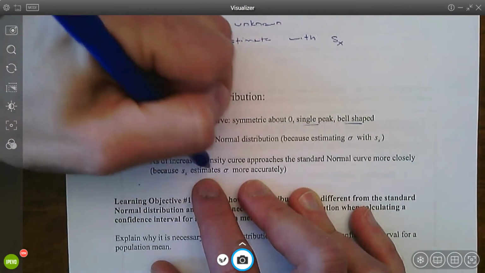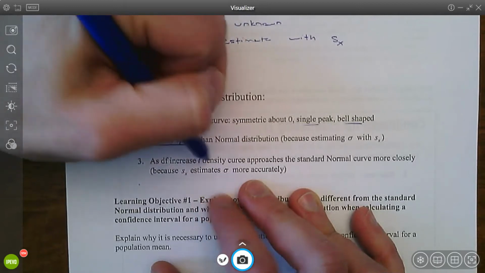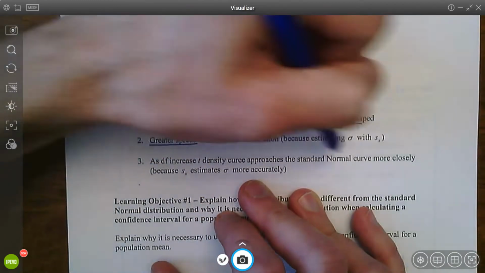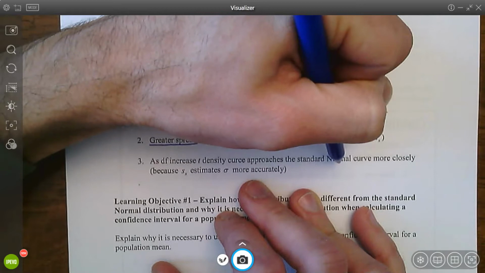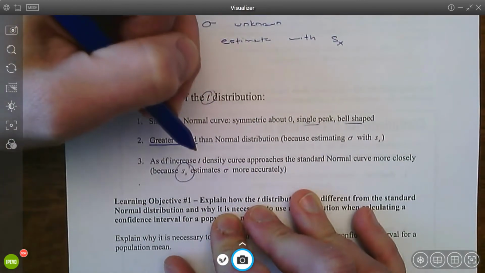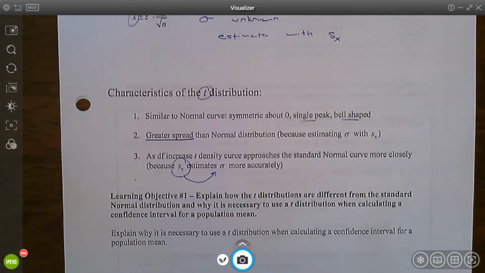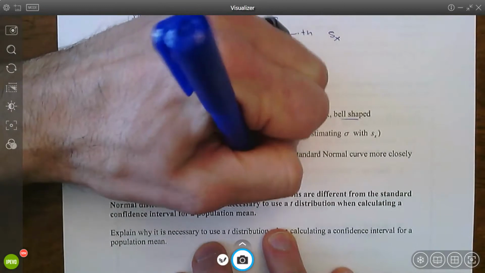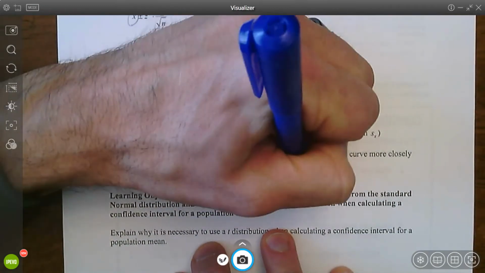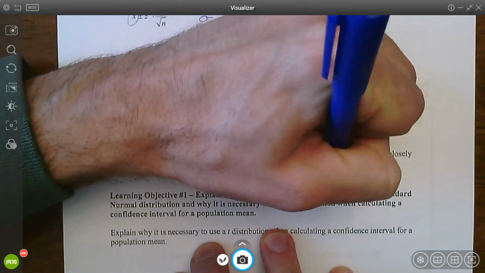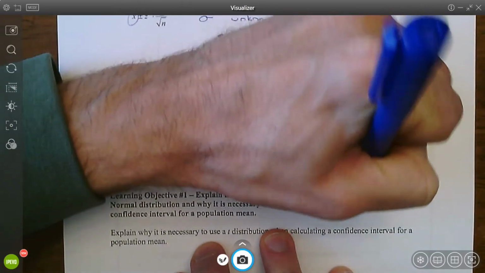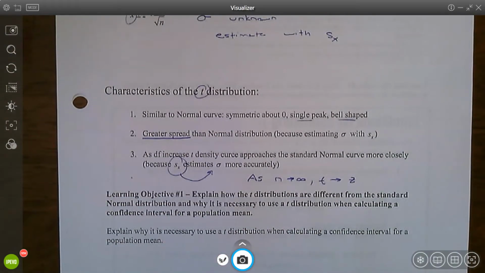The third thing is as the sample size increases, the shape of the t distribution approaches the normal distribution because our sample standard deviation becomes a more precise estimate for the population standard deviation. So essentially, those of you who have taken calc at all, as n approaches infinity, the t distribution shape approaches the shape of the normal distribution.